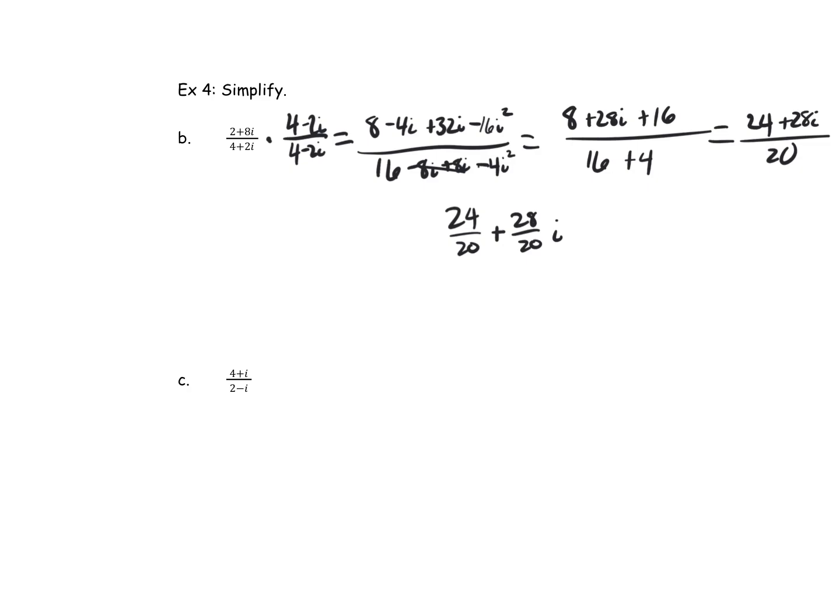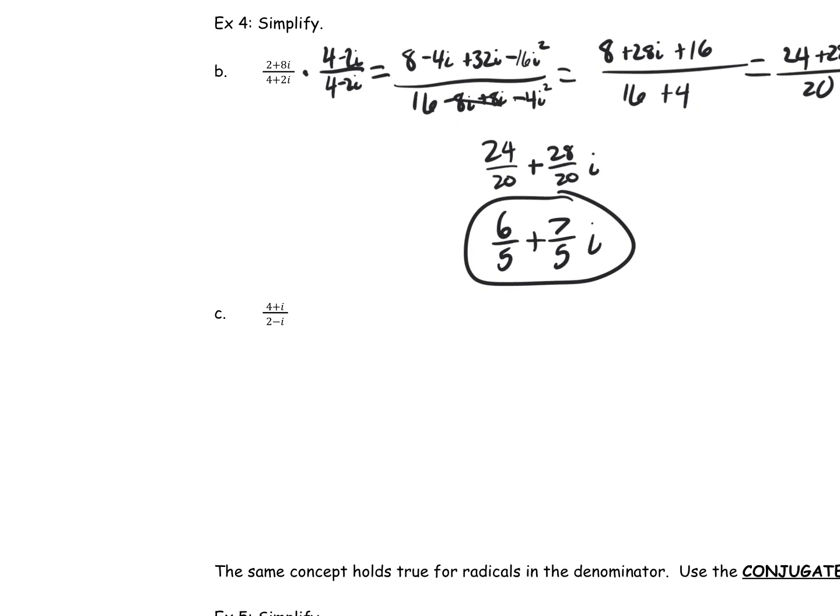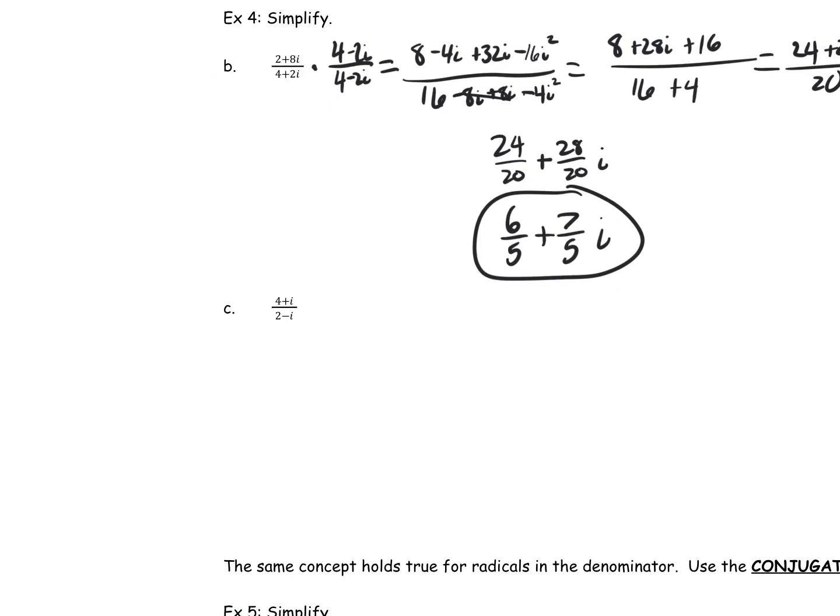24 and 20 are both divisible by 4, so that becomes 6/5 plus. And then again, 28 and 20 are both divisible by 4, 7/5 i. And that's our final answer. 6/5 plus 7/5 i. All right. So that's in the a plus bi form that we need it to be in with the simplest form. All right, so we're going to do this again.